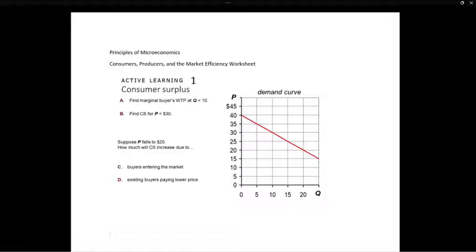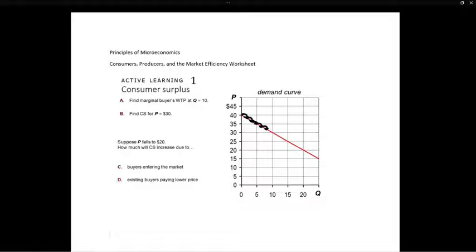At lower prices, let's say at $39, $37, $36, $35, we have additional buyers. We have new buyers entering the market because these buyers are willing to pay $39, $36, $35. And at lower prices, more buyers with willingness to pay that price are entering the market.